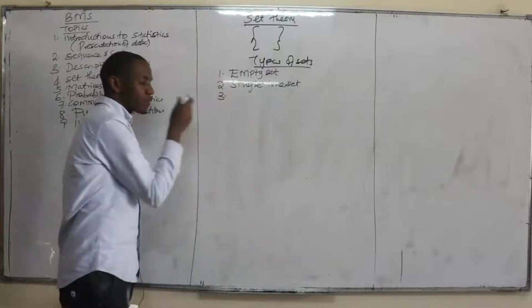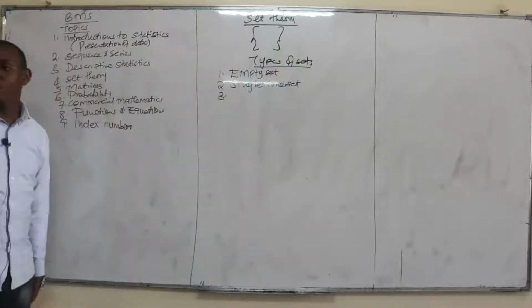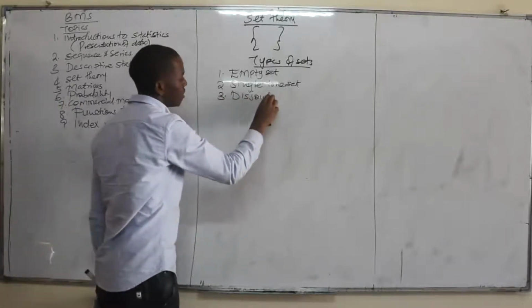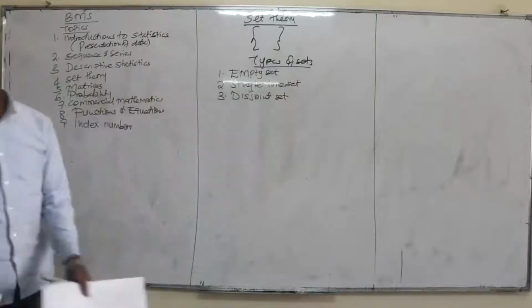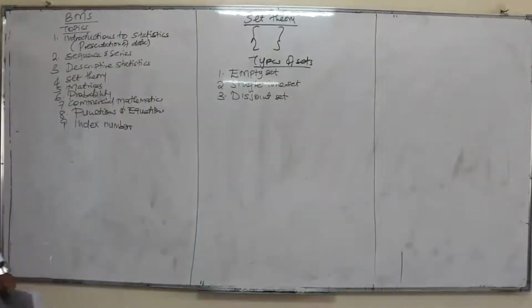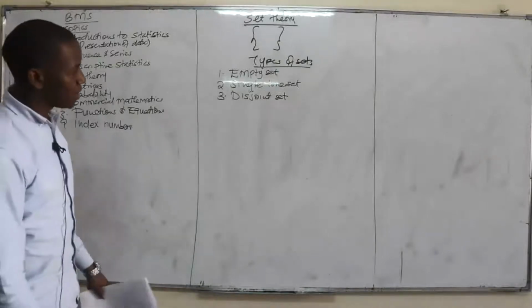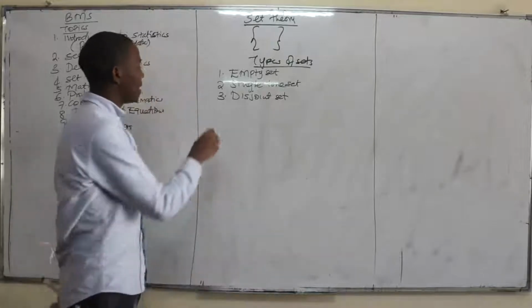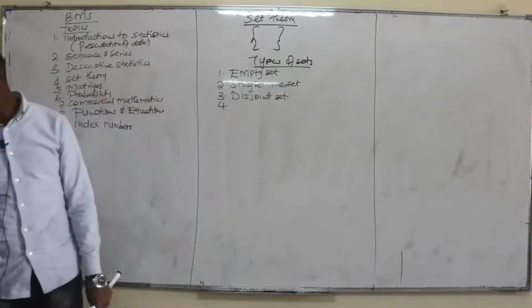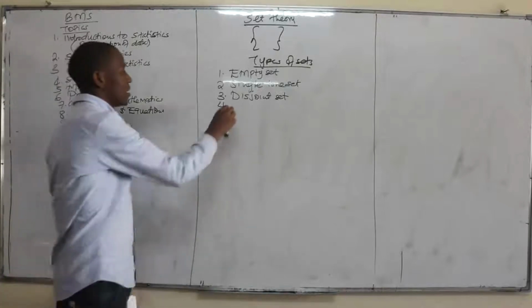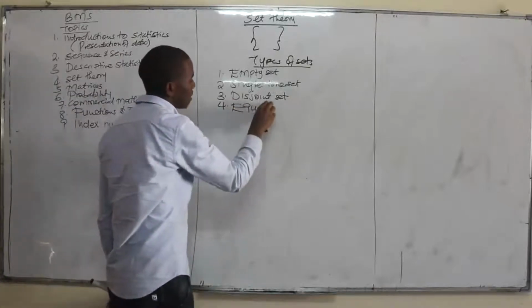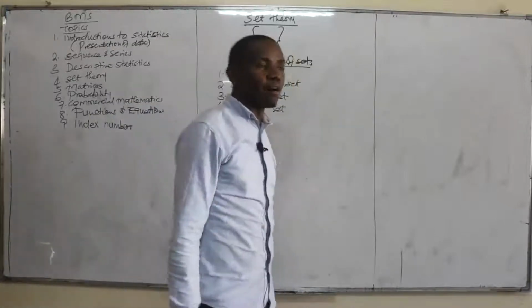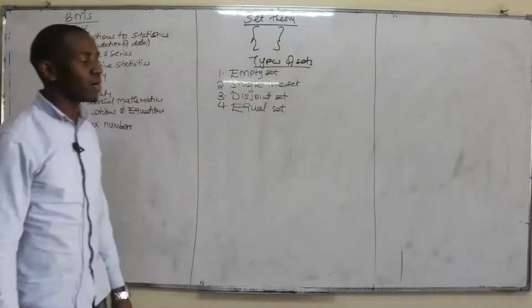Number three, we have the disjoint set. This is a set that has no common element. Hakuna vitu zinafanana. And then number four, we have the equal set. An equal set is a set that has the same elements or equal elements.